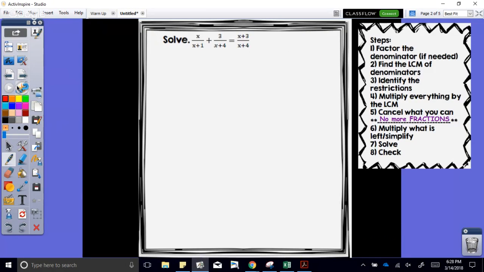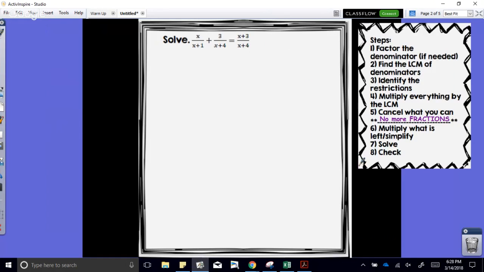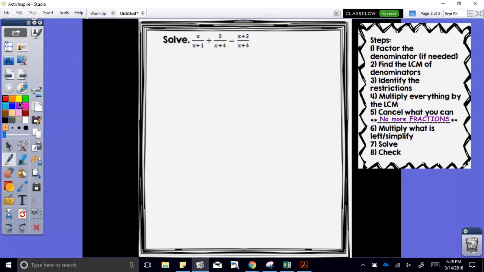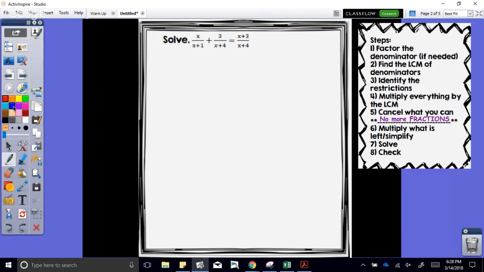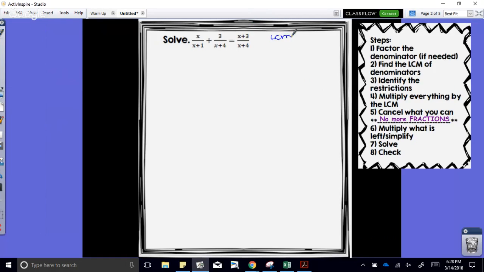Okay, so here is the first one. And these steps that we're using are actually on the first page of our 8.6 notes. So the same few steps, we're just going to do a couple more problems. So the first step says to factor the denominator if needed. This is a problem where we have an x plus 1, an x plus 4, and x plus 4. So there's no need to factor. So we're going to jump to step 2, which is to find the least common multiple of the denominators.